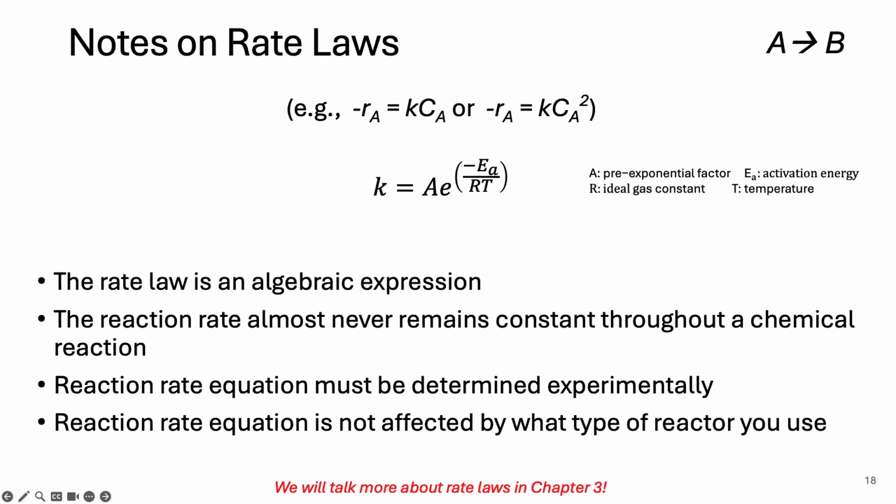A few more notes on rate laws. These are algebraic expressions. The reaction rate almost never remains constant throughout a chemical reaction. It's usually changing as a function of time or sometimes space within the reactor. These are relationships that we must determine experimentally, so we'll talk about how we will do that a little bit later in the course. And these are relationships that are not affected by what type of reactor we use. They'll depend on the temperature, they'll depend on those other environmental parameters, but not the type of reactor. They're independent of that.